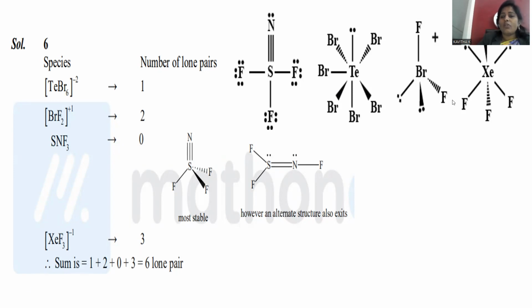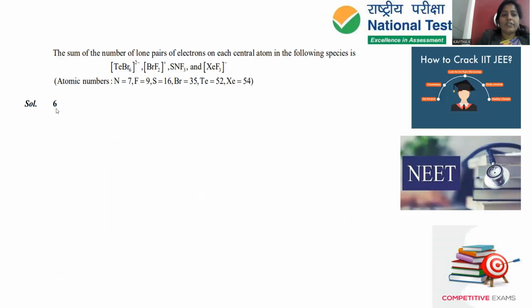So this is the way all the lone pairs of electrons are mentioned for the different complexes. If you go for adding all of this, because they are asking for the total number of lone pairs of electrons from all these complexes, 1 plus 2 plus 3, total 6 lone pairs of electrons are possible. For question number 3, our correct answer is 6.